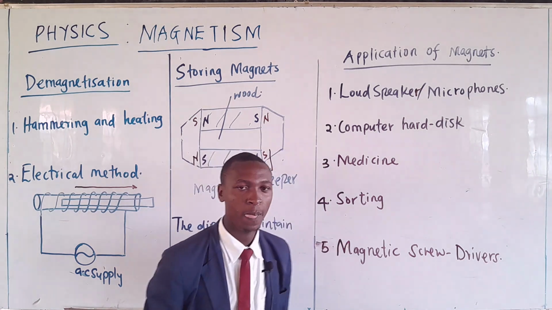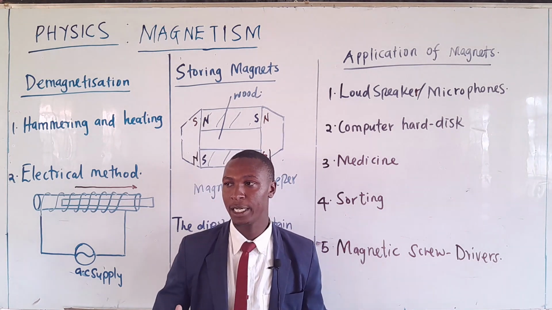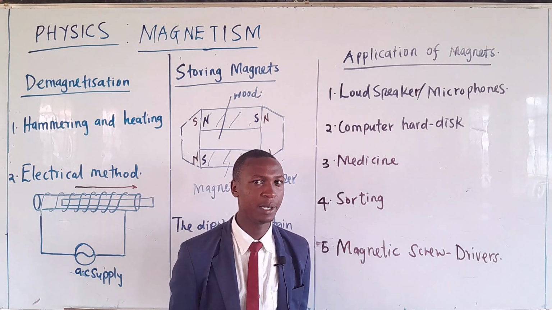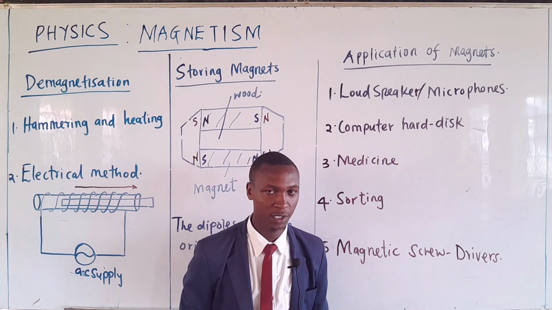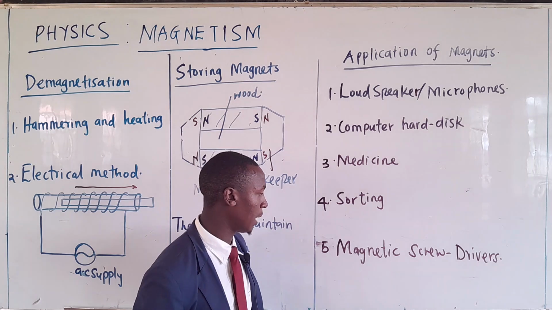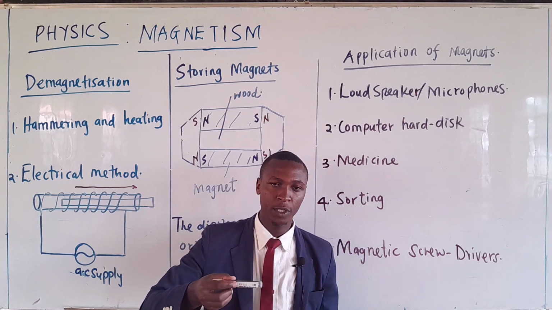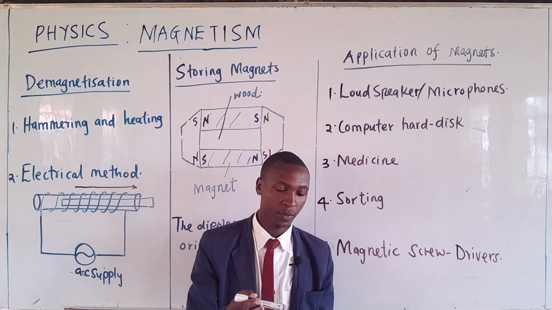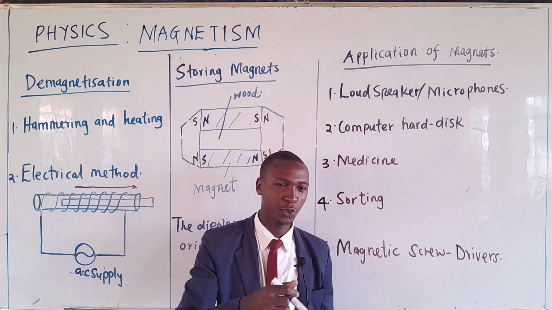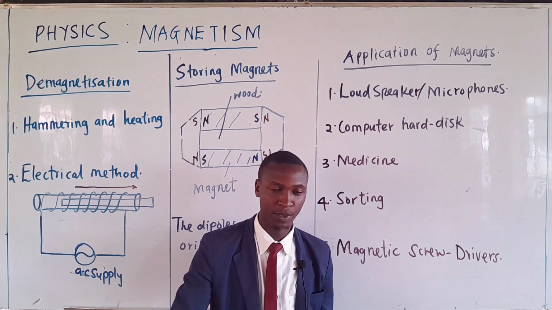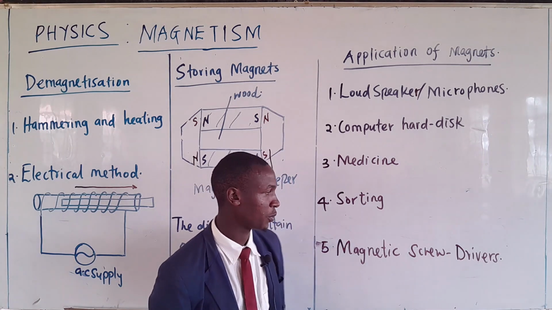We have sorting. So if you have a mixture of, say, iron and a non-magnetic material, like, say, maize or beans, and you want to separate them, then you can use a magnet to sort them out. And also magnetic screwdrivers. So you have seen a magnetic screwdriver. Now screws are made of steel, and if you want to remove them or to get them from somewhere and fix them somewhere, then you're going to use the magnetic screwdrivers.